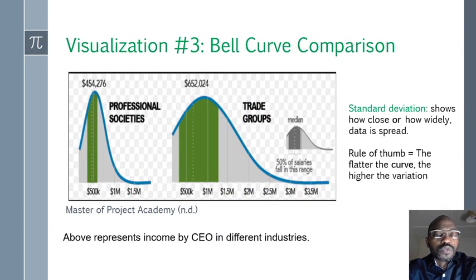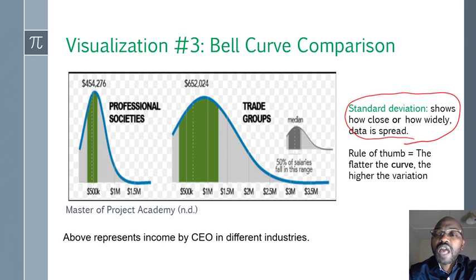However, before we go to the next example, I just need to talk a bit more about bell curves and standard deviation. Standard deviation, as explained here, fundamentally shows how closely or how widely data is spread. So the wider the data is spread, the broader the bell curve, and the closer together the data is, the steeper the bell curve. Essentially, this bell curve was obtained by research into the incomes made by CEOs in different industries. Now, looking at these two bell curves, two things come to mind.